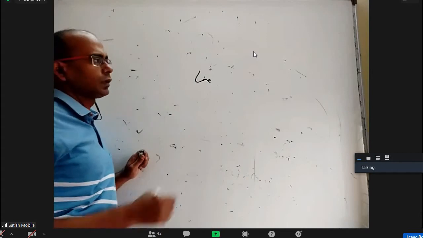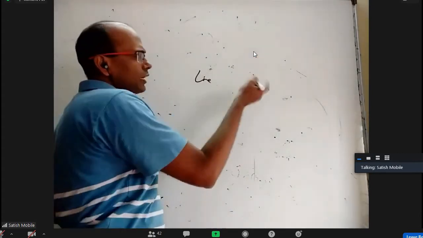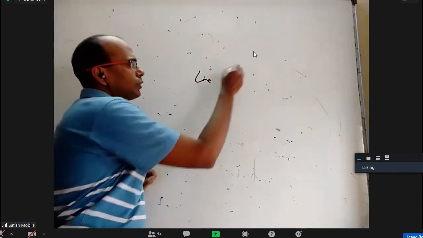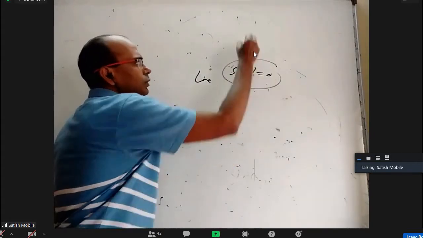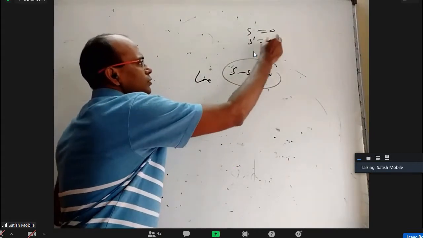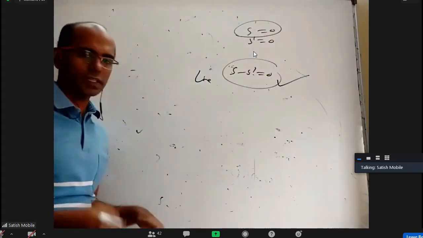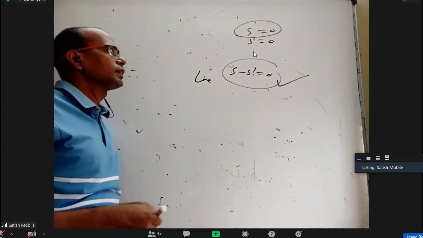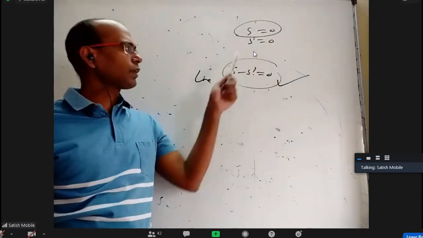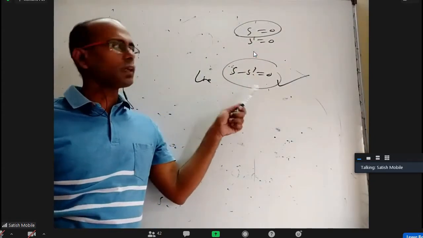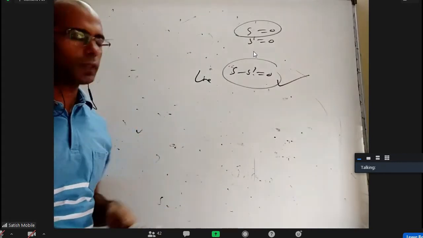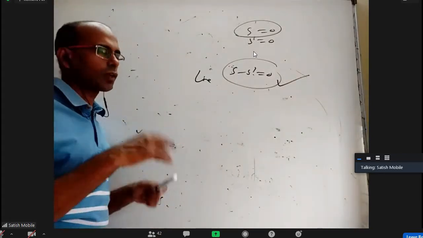Now, take one of the original circles, S equal to 0, and the other, S dash equal to 0, and consider S minus S dash equal to 0. Is this line touching this circle or intersecting this circle? Let us check. How will you check that? From the center of that circle, find the perpendicular distance to this line. If it is equal to the radius of that circle, it is touching. Similarly for intersecting or outside.